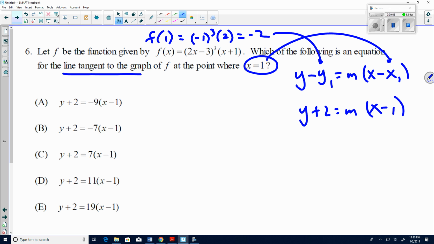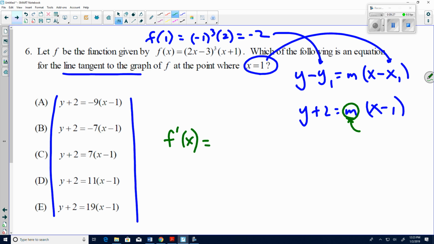Well, that didn't help us at all because they all say that, right? Y plus 2 and x. So what we need now is the slope. That's sort of the key on this problem. How do we get the slope of the tangent line? And that is the derivative. So f prime of x.